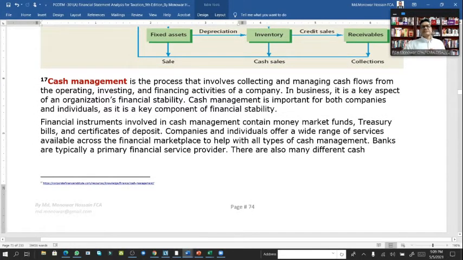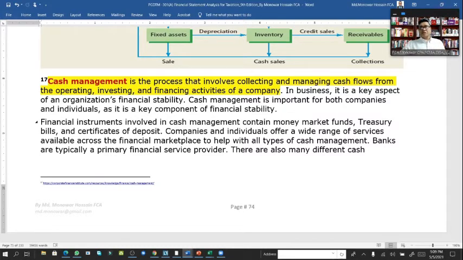Cash management is the process that involves collecting and managing cash flow from the operating, investing and financing activities of a company. In businesses, it is a key aspect of an organization's financial stability. Cash management is important for both companies and individuals, as it is also a key component of financial stability. Financial instruments involved in cash management include money market funds, treasury bills, and certificates of deposit.